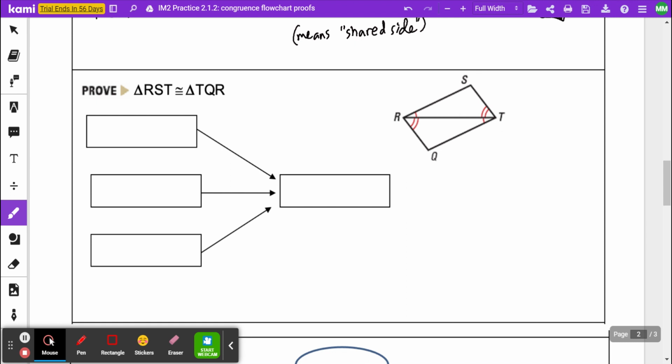So I know right now I'm going to be using angle, side, angle congruence. And let's write our congruent statement. Triangle RST is congruent to triangle... I know that vertex R in my upper triangle corresponds to vertex T in my lower triangle because they share the same angle measure. So R corresponds to T, S corresponds to Q, T corresponds to R, by angle, side, angle. So in sequence, I'm going to need angle, and then side, and then angle.